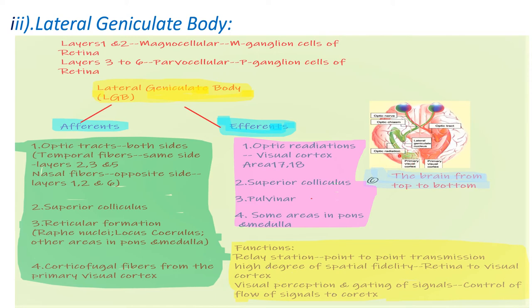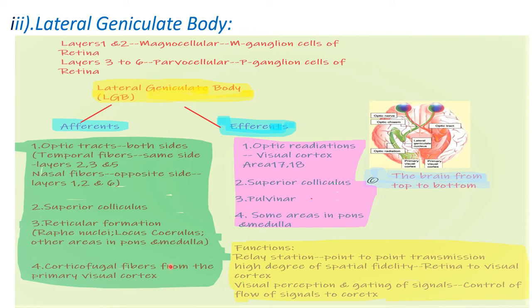Then, it has a high degree of spatial fidelity from retina to visual cortex. That is, the spatial orientation is maintained from retina to visual cortex, and the signals from the two eyes are kept apart in this lateral geniculate body. Moreover, it is also important for visual perception and gating of signals.